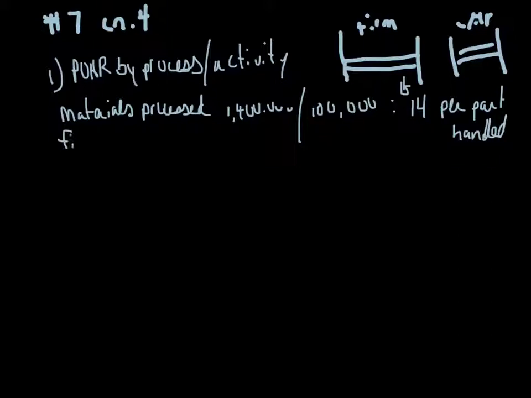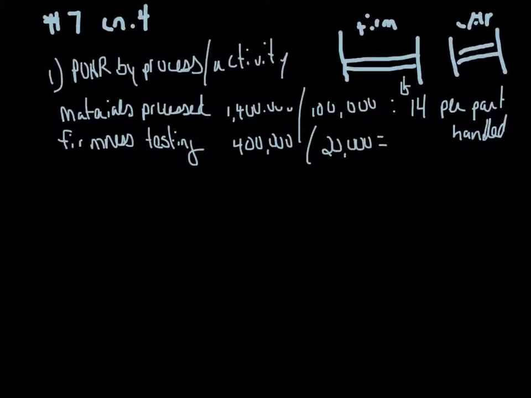Then we need to do the firmness test. We've got firmness testing. And they've told us that the total overhead that needs to be allocated, or that happened during the whole year, is $400,000. And this is based on number of tests. So we look at our further information, and they tell us 20,000 firmness tests were conducted. So that's our base. So our predetermined overhead rate for firmness testing should come out to $20 per test.